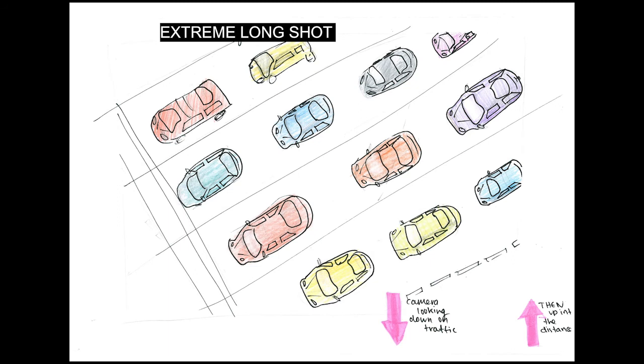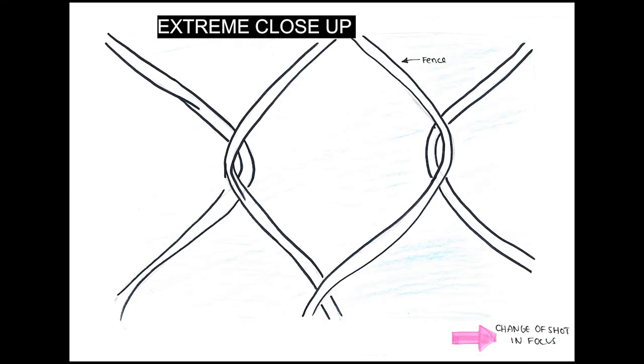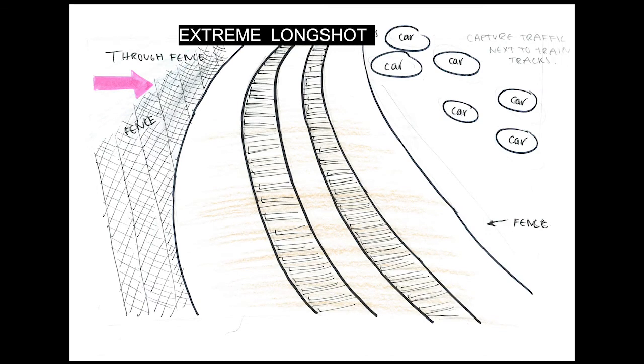Then there will be an extreme long shot of the camera looking down on the cars as the camera slowly moves up into the distance. There will then be a cross dissolve into an extreme close-up of a fence and the depth of field will change. The train tracks will then come into focus and then move to an extreme long shot whilst the camera moves across to capture cars close by the train track.